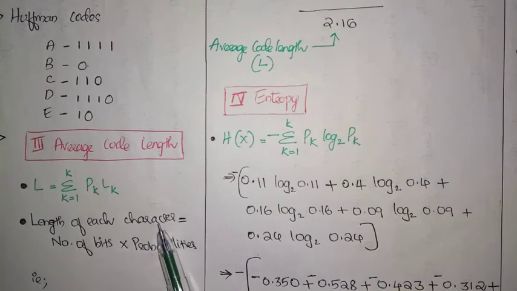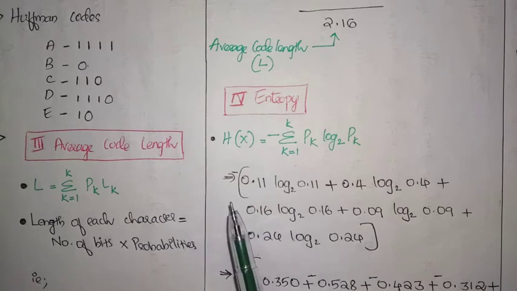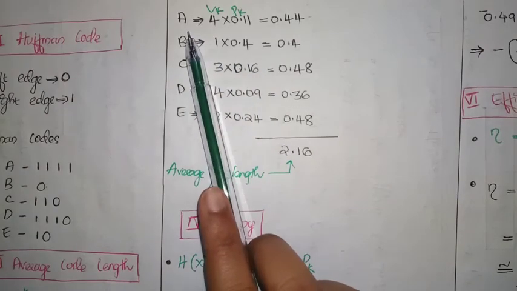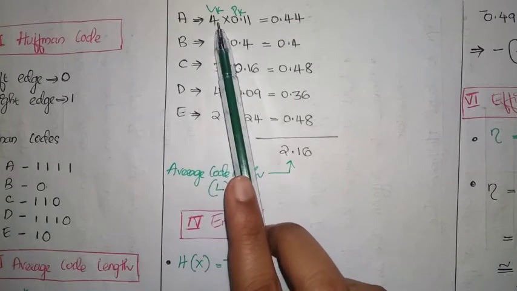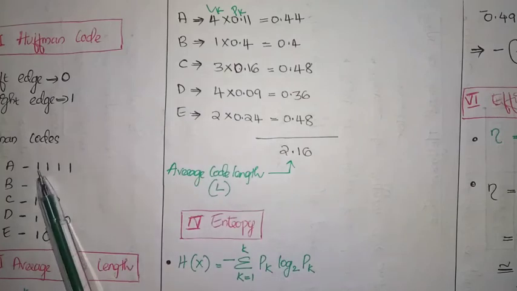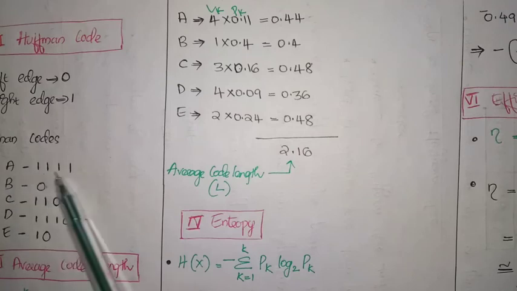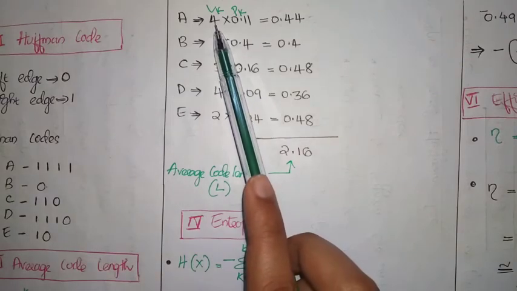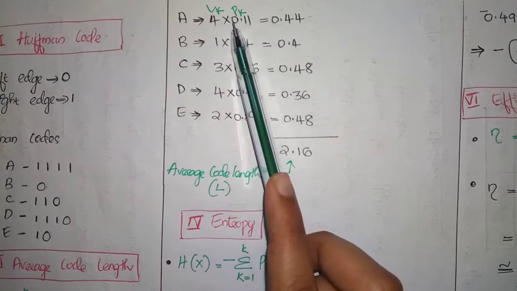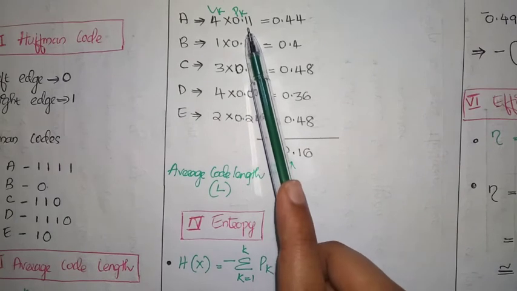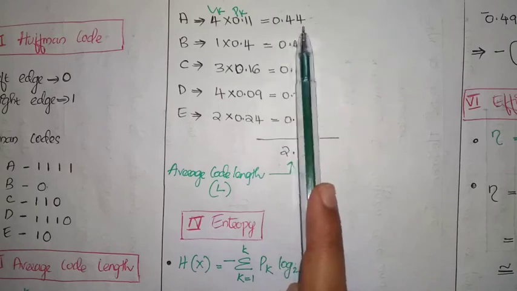The length contribution of each character is the number of bits times probability. So let's see how we can find the length of each character for this specific question. In the case of A, the value of lk is the number of bits of the Huffman code. A has 4 bits, so this value is 4 times pk. It's already given in the question that the probability of A is 0.11, and we take the multiplication and get this value.